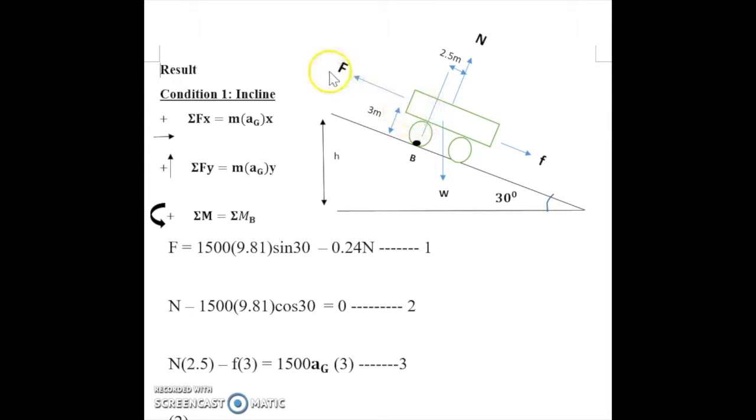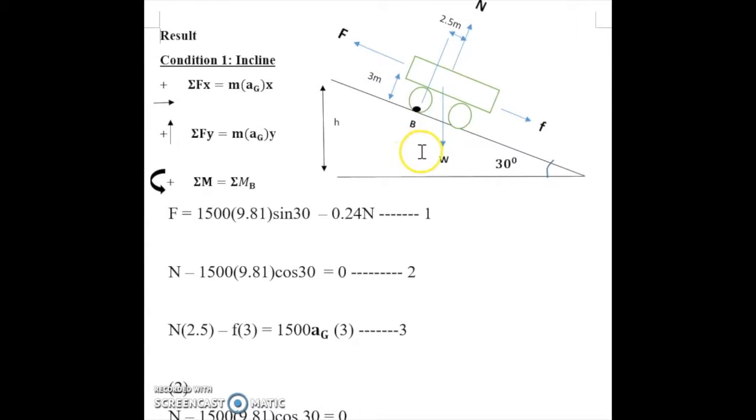As we know, there is a formula for the frictional force, which is F equals mu N, the coefficient times the normal force of the car. Here, F is 3 meters from the ground, and the distance between N and point B is 2.5 meters. Now we're going to start solving the problem.